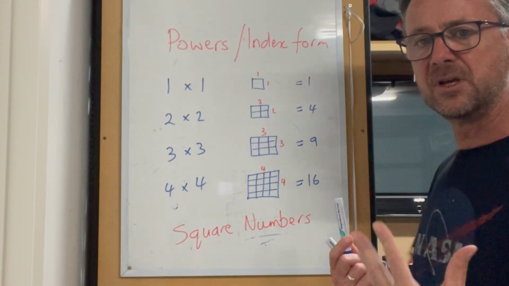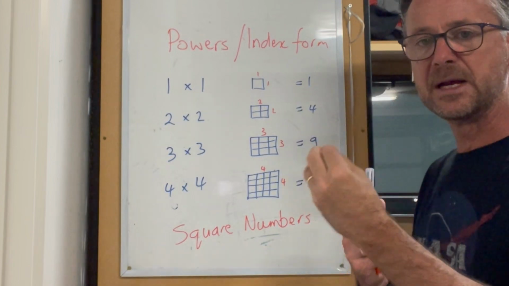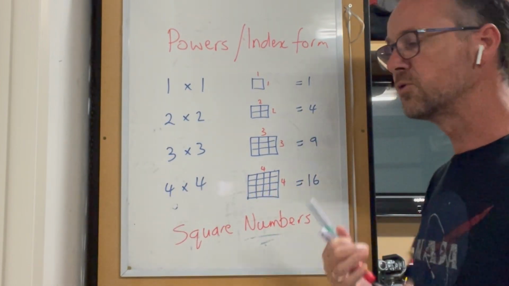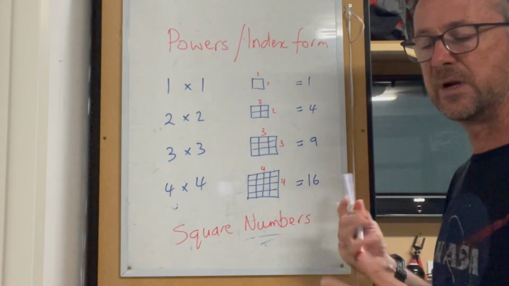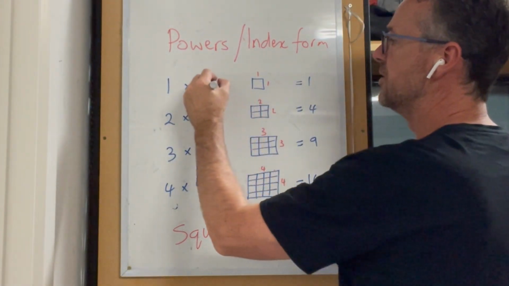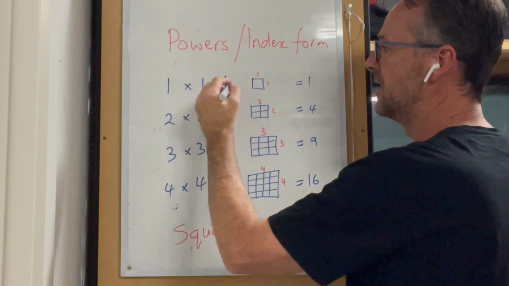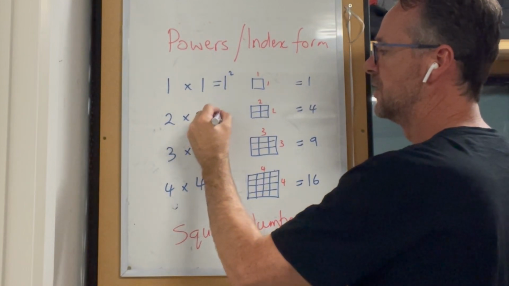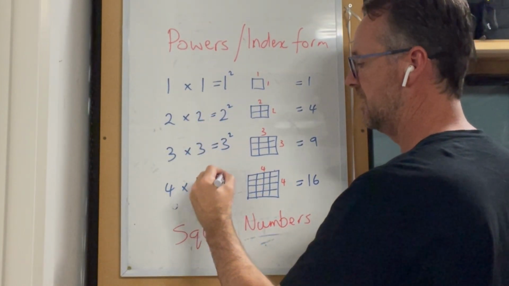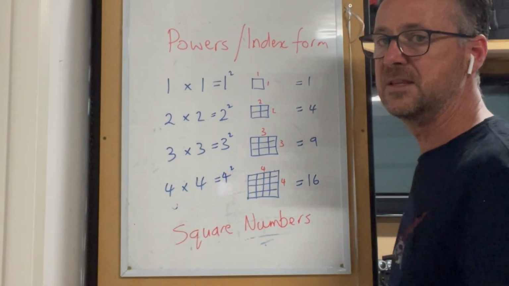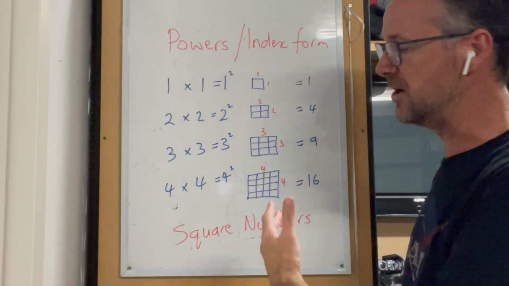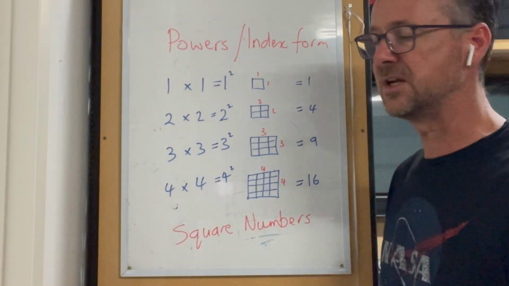And what that means is that a number multiplied by itself, for example, 4 multiplied by itself, will give you the answer of 16, which is a square number. Now, we can shorten these to use powers. So, for example, it's 1 to the power of 2, 2 to the power of 2, 3 to the power of 2, and 4 to the power of 2. And this power indicates how many of that same number are in that particular equation.